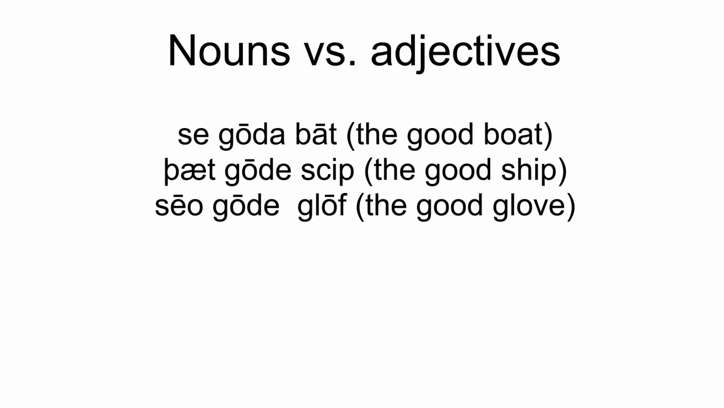In the phrase, se goda bat, goda is masculine because so is bat. In that goda scip, goda is neuter because so is scip. And in seo goda glof, goda is feminine because so is glof. Remember, nouns are born masculine, neuter or feminine. They belong to one gender and one gender only. Adjectives are shapeshifters and adjust to the context in which they are used.